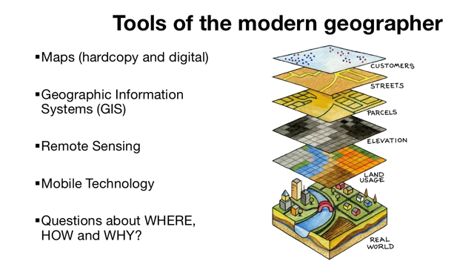Now, the tools of the modern geographer do not only include maps in hard copy and digital format, but also a range of other emerging and developed technologies, such as geographic information systems, which more or less use computers to create and update maps in a digital environment. Remote sensing technologies, such as aerial photography and satellite imagery, are very important in updating and creating new forms of spatial data. Mobile technology is important for navigational purposes, and all of these things combined help the geographer ask questions about where, how, and why.